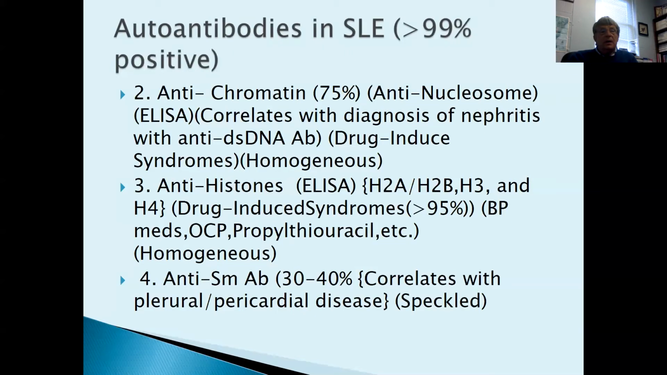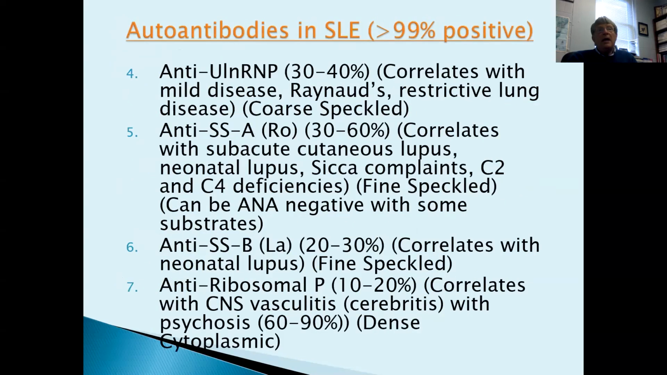We wrote a paper a couple of years ago detailing the antibodies to histones and chromatin that occur with ADD medication. The more specific antibodies for lupus, and as in the criteria for lupus, is antibodies to Sm, and it occurs in about 30 to 40%. It is important because this is the antibody that correlates with pleural or pericardial disease. Also, antibodies to U1RNP, as we will show, are specific for mixed connective tissue disease, but in combination with other antibodies, again, it correlates with mild disease, Raynaud's, and restrictive lung disease.